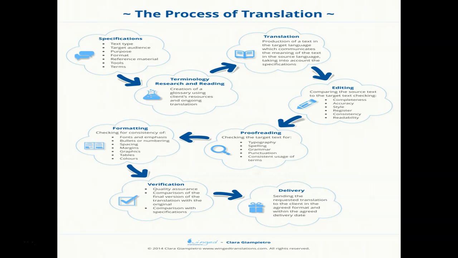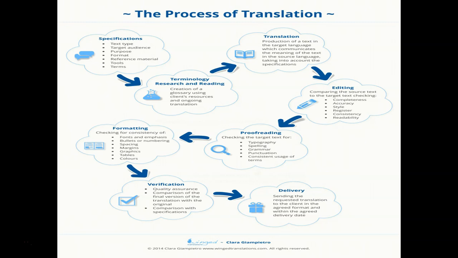In the proofreading step, we have to check the target text for typographical mistakes, spelling, grammar, punctuation, and consistent usage of terminology. Consistency is very important here. Then after proofreading comes the role of formatting. In the formatting step or phase, we have to check for consistency of forms and emphasis, of numbering, for example bullets and numbering, spaces, margins, graphics, tables, and even colors.